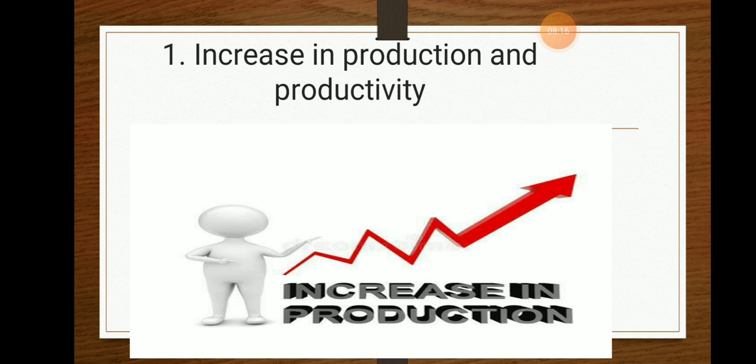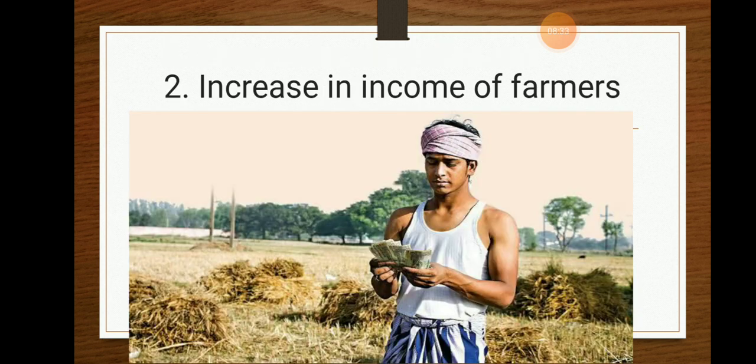Okay, so with the usage of all these things, in the sense the high variety of seeds, the usage of fertilizers, pesticides, and new technology, there was good production in the cultivation process. Okay, the next one is increase in the income of farmers.